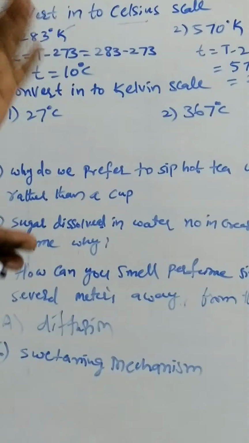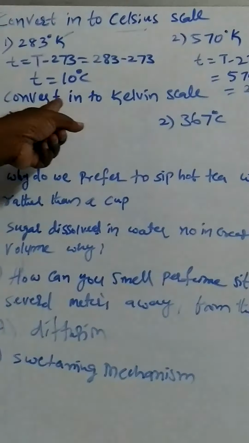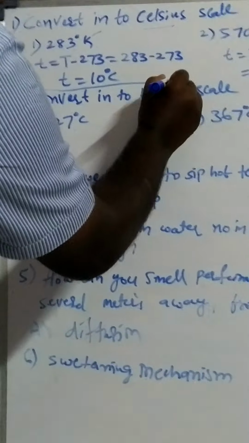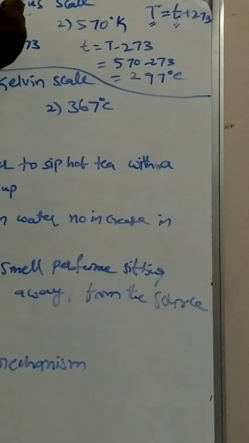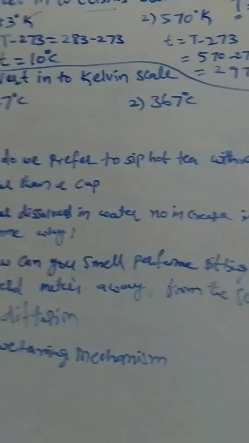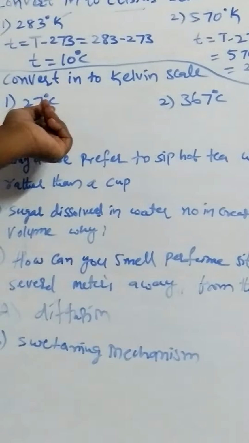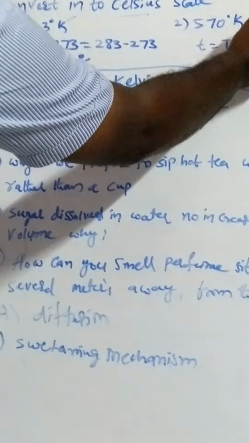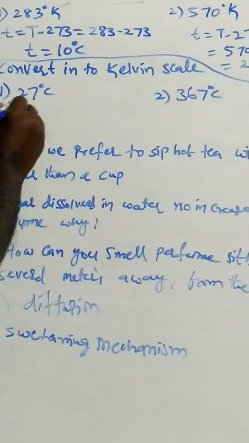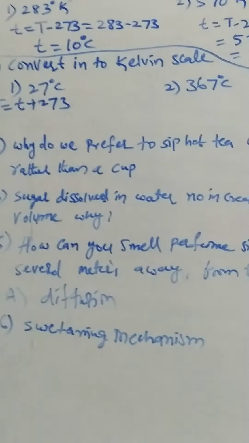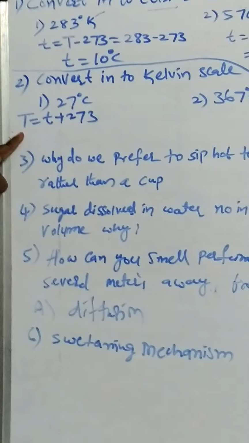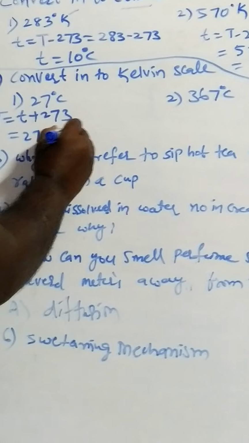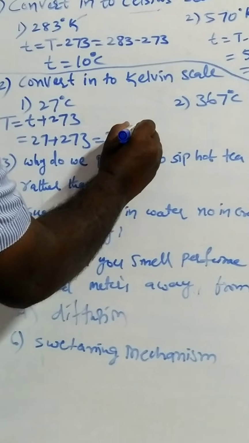The next problem is the converse, the reverse. Convert into Kelvin scale. Till now we discussed how to convert from Kelvin to Celsius. This is the reverse, Celsius scale to Kelvin scale. The relation is capital T equals small t plus 273. Once again, small t is Celsius, capital T is Kelvin. What is small t here? 27. So 27 plus 273 is nothing but 300 degrees Kelvin.